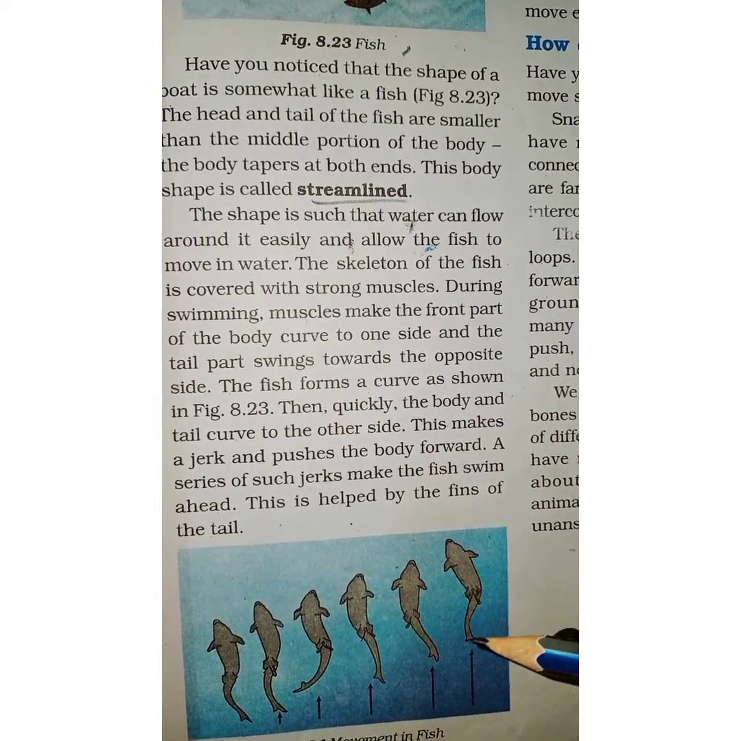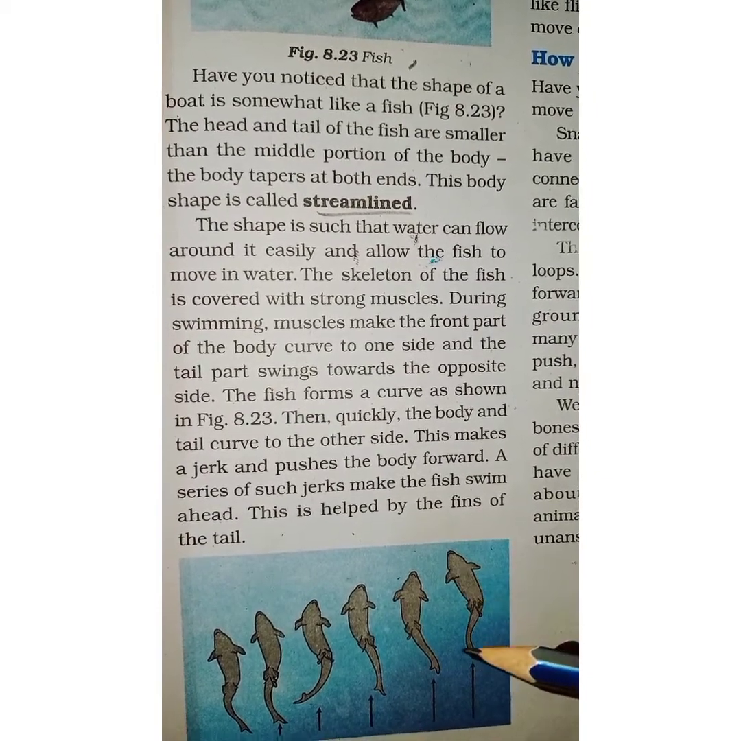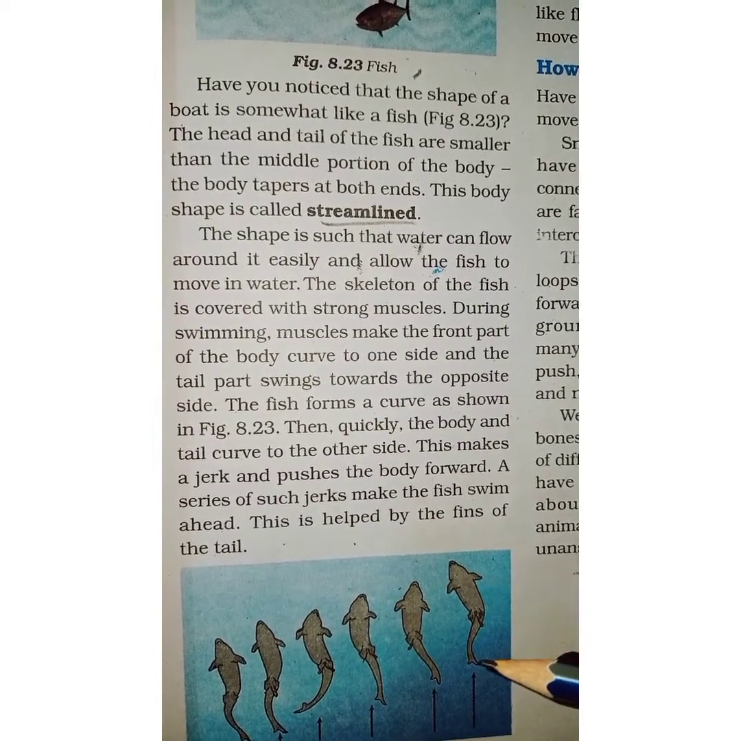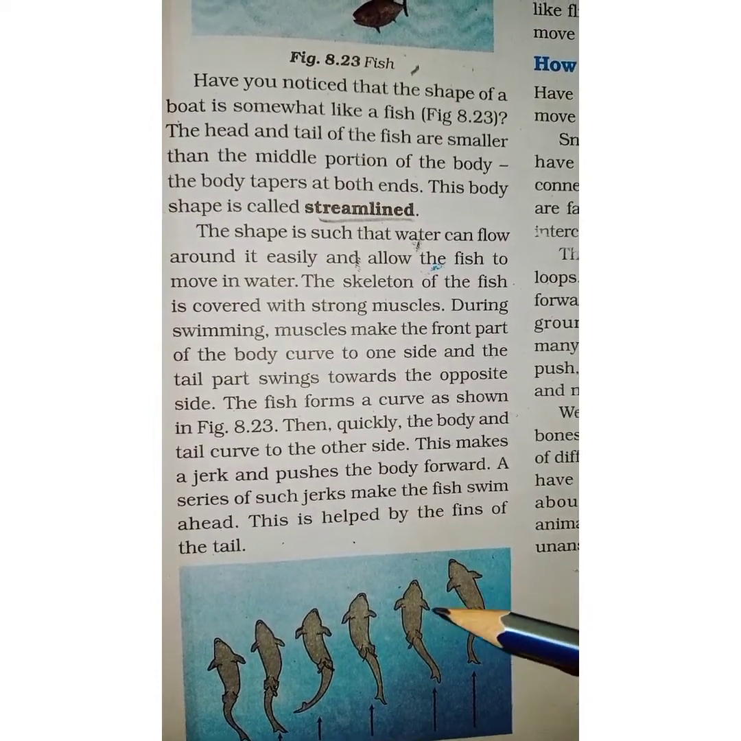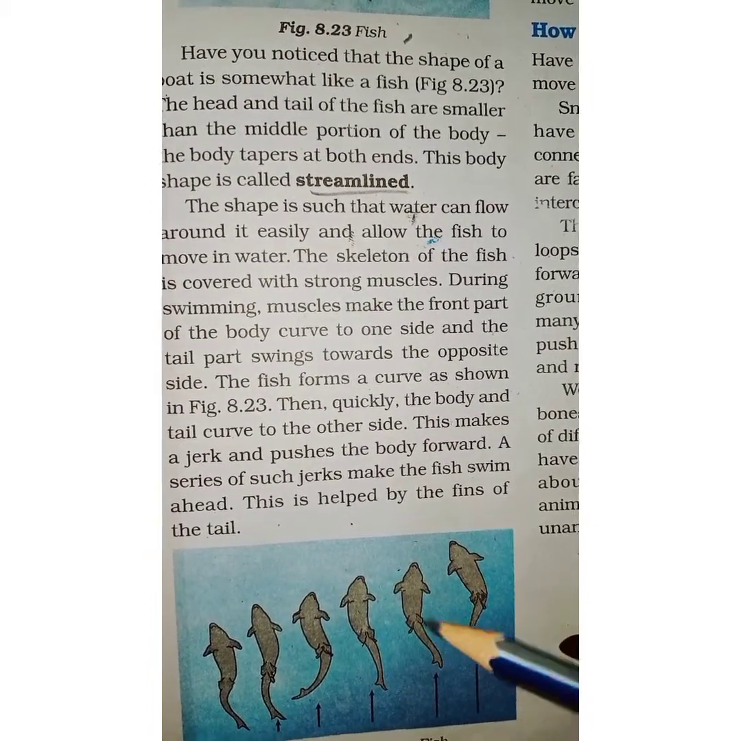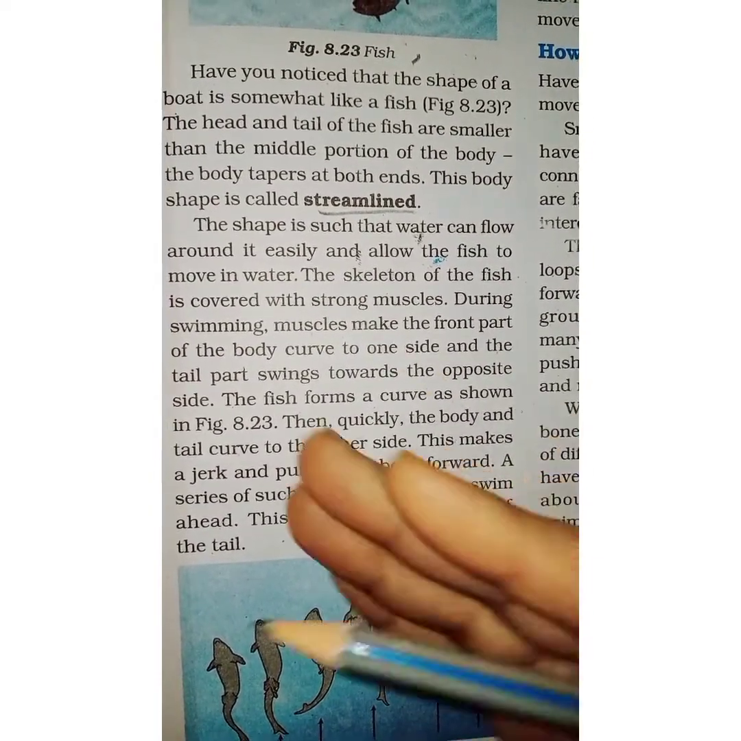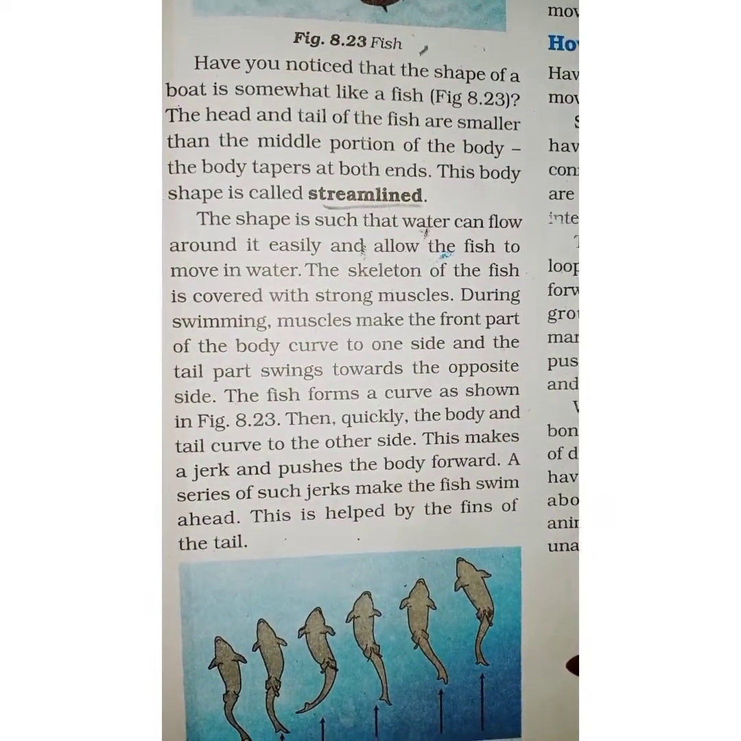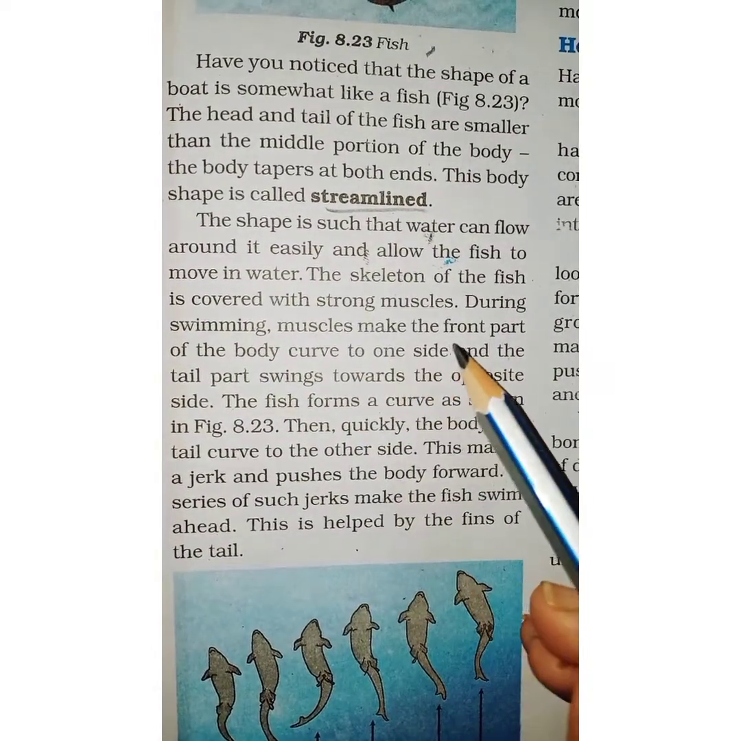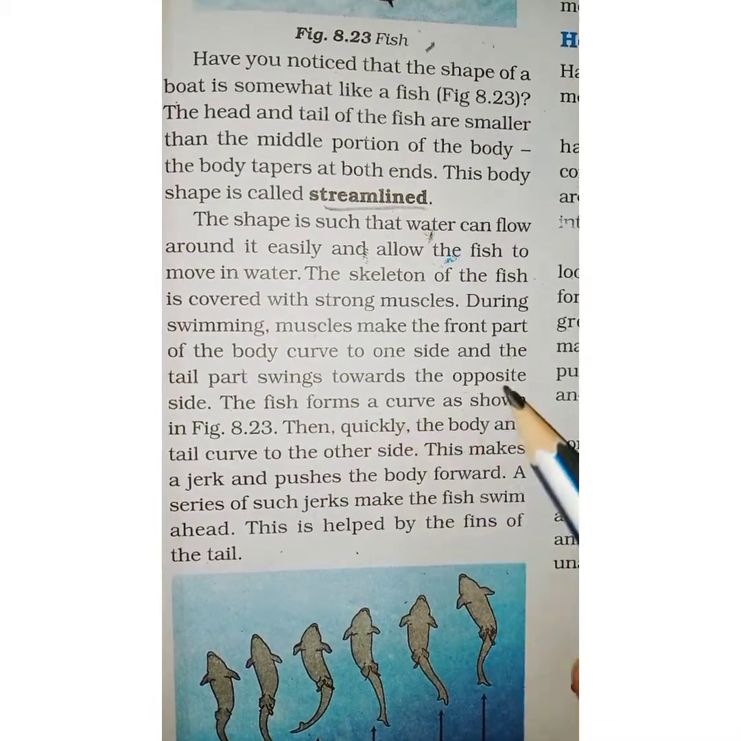As you can see, this curve makes the front part of the body go to one side, and the other side will be the tail. So there will be a curved position. Then it will move towards the opposite side, once this side, once this side, once this side. This movement keeps going on as if like a wave. So during swimming, muscles make the front part of the body curve to one side and the tail part swings towards the opposite side.